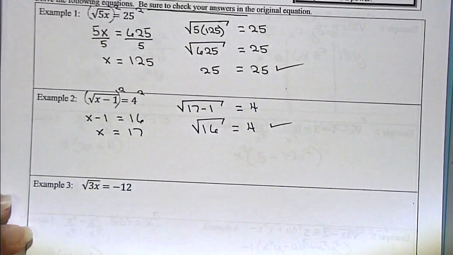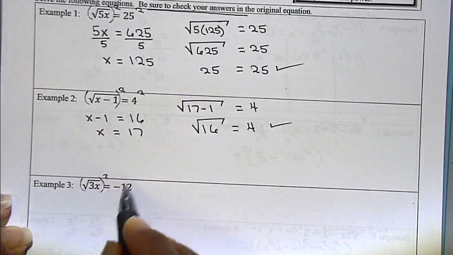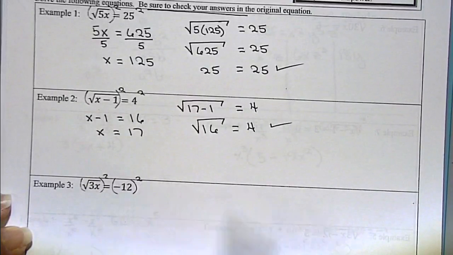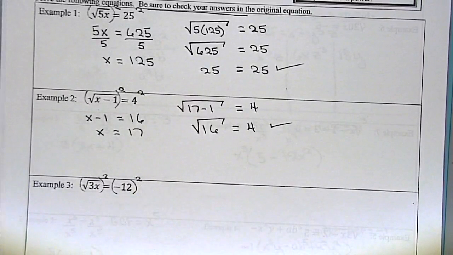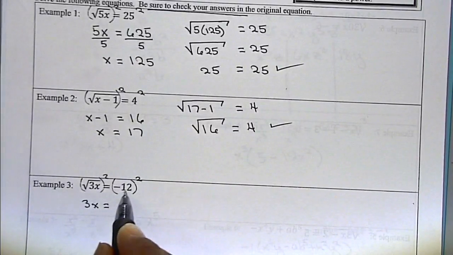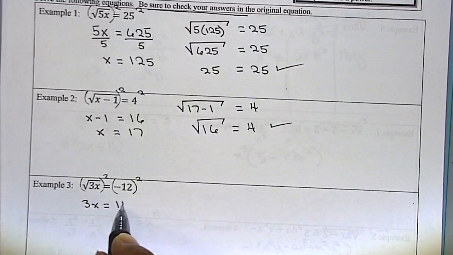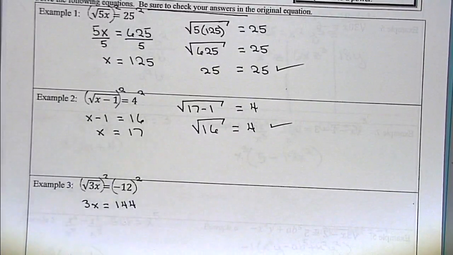Okay, next, we're going to be squaring the square root of 3x over here, and don't forget, everything there has to be squared, including that negative out front, okay? So I've got to square a negative 12. Okay, I got 3x is equal to negative 12 times negative 12, which gives me a positive 144, right? I divide both sides by 3, and I come up with x is equal to 48.